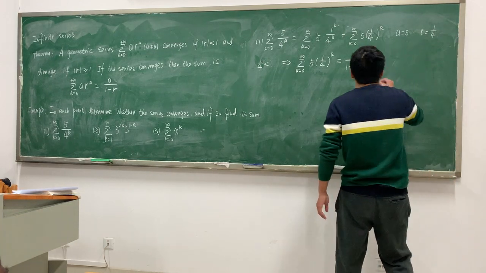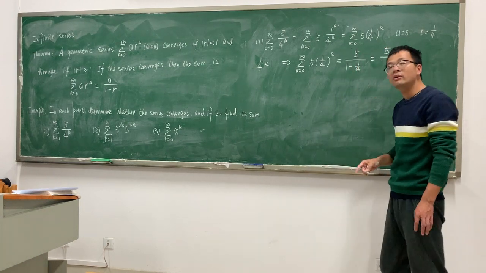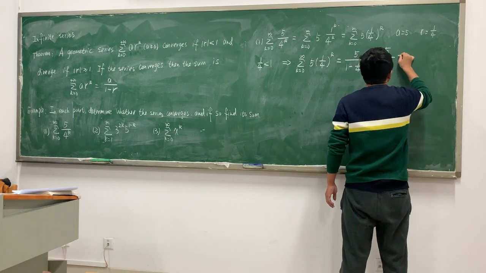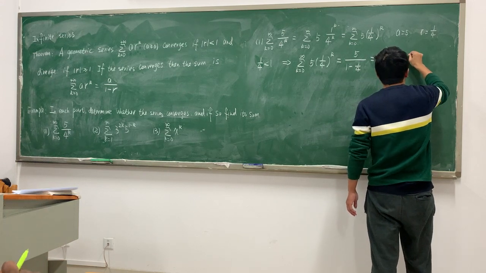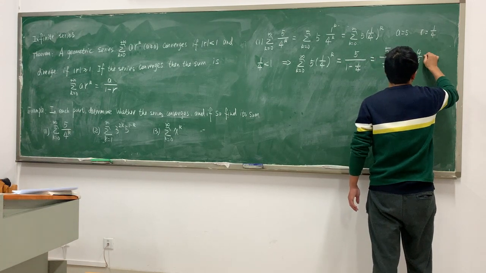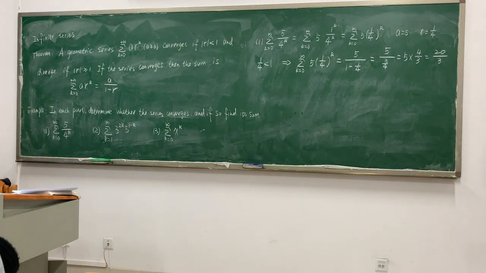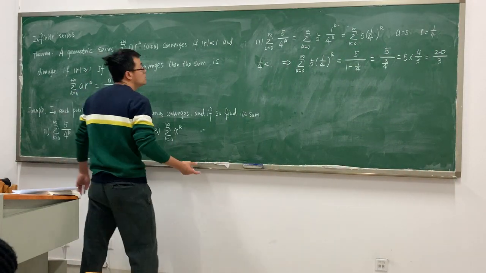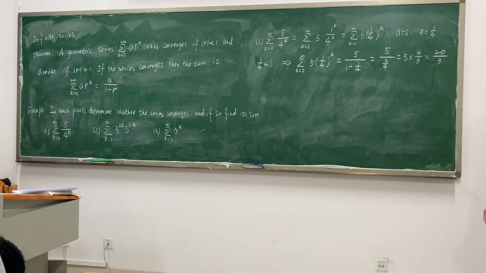So this is equal to 5 by 1 minus 1 by 4, which is 3 by 4. So 5 by 3 by 4 equals 5 times 4 by 3. So the result is 20 by 3. So this series converges to 20 by 3. This is the first. So the second.